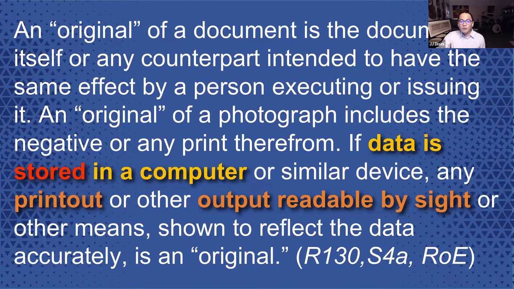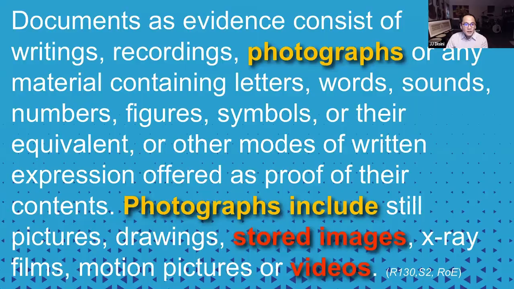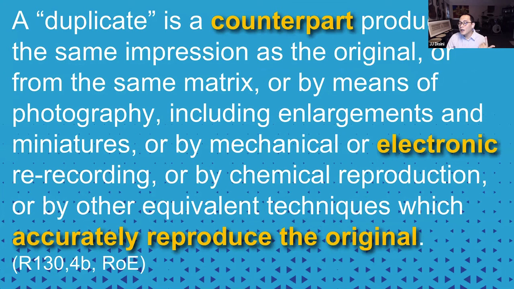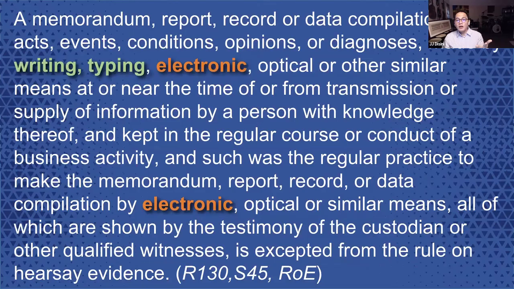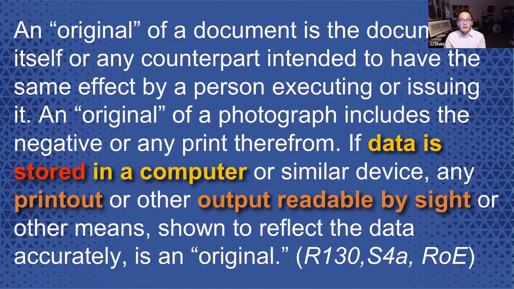So in other words, when this provision talks about data stored in a computer, about what is an original, what you will present is the printout, or output readable by sight. So the second interpretation is that it's intentional, that the data stored in a computer, referred to in this section of the rules on evidence, refers to photographs which are stored or in video, or electronic counterparts or counterparts made electronically under the duplicate original rule under the rules on evidence, or an electronic record that is the subject of the exception. So those are the three types of electronic documents contemplated by the rules on evidence. And to fill in that gap, the drafter said, okay, then output readable by sight or a printout is the form in which you will present it.